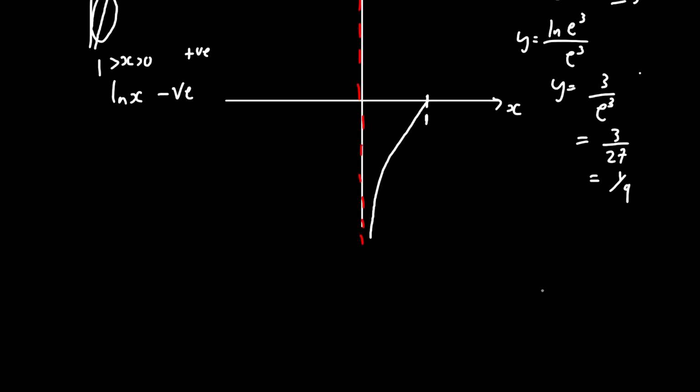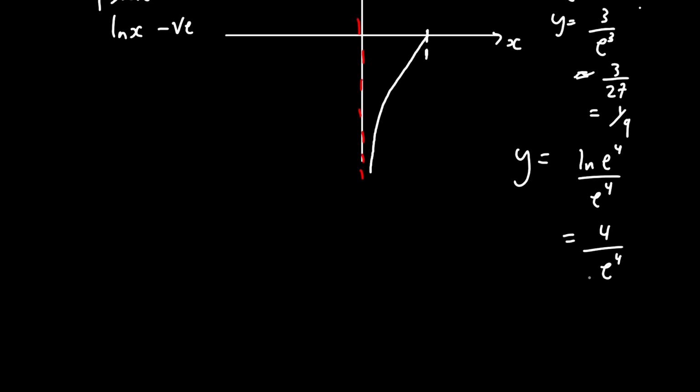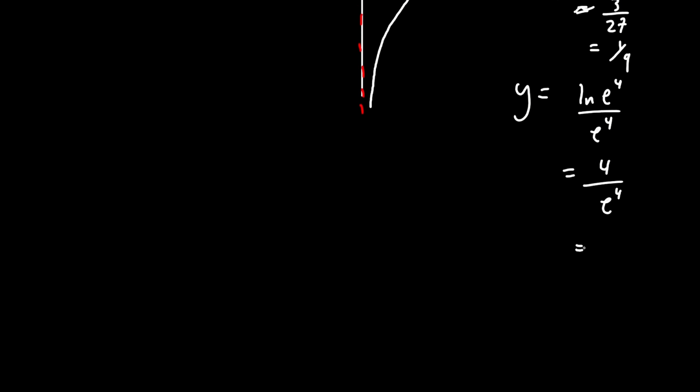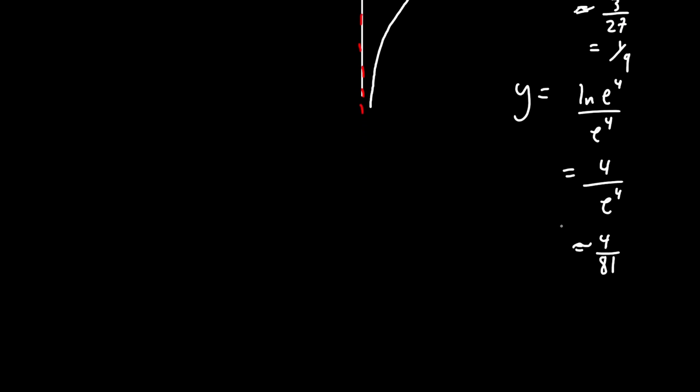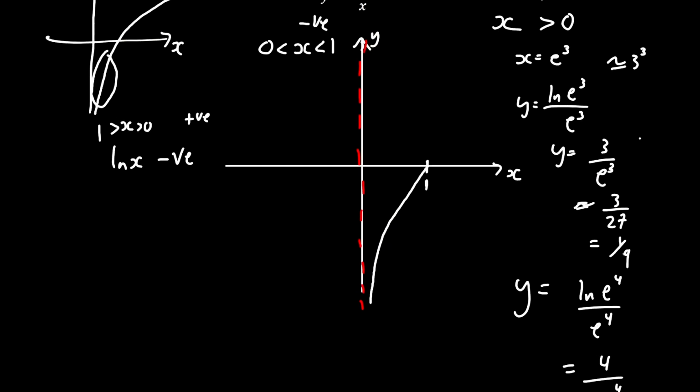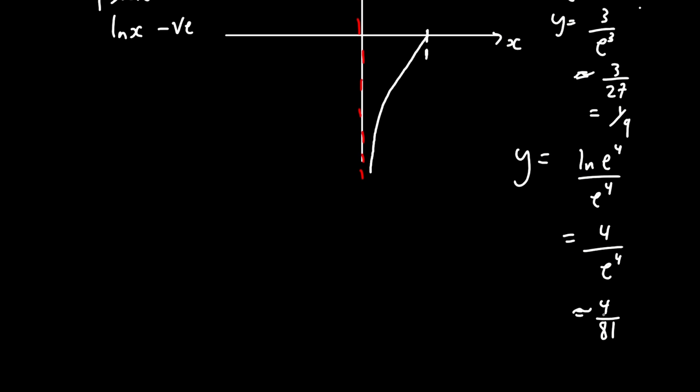Now let's do something like e to the 4. y equals natural log of e to the 4 over e to the 4, so that'll be 4 over e to the 4, and that's going to be around 4 over 81. And you can see it's much smaller than 1 over 9. In fact, it's almost a squared term smaller than 1 over 9. So you can see it's getting smaller and smaller.